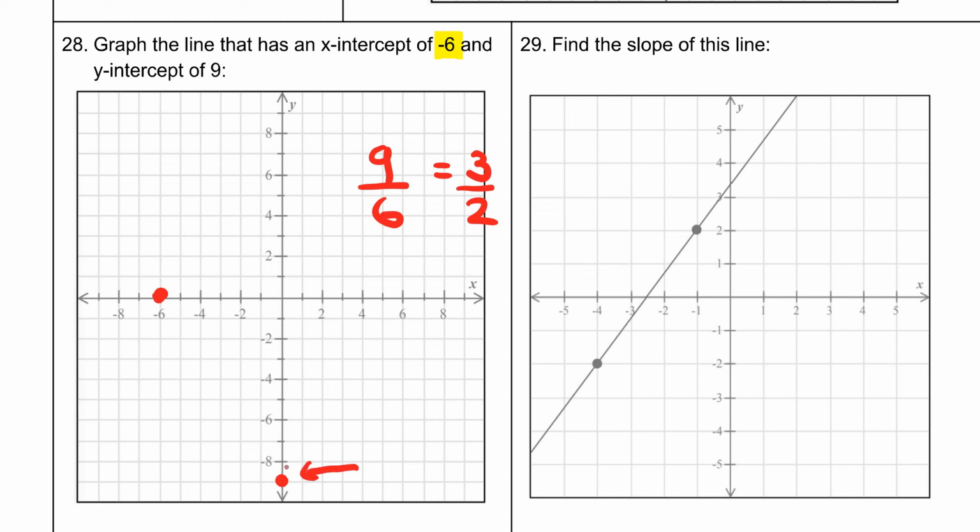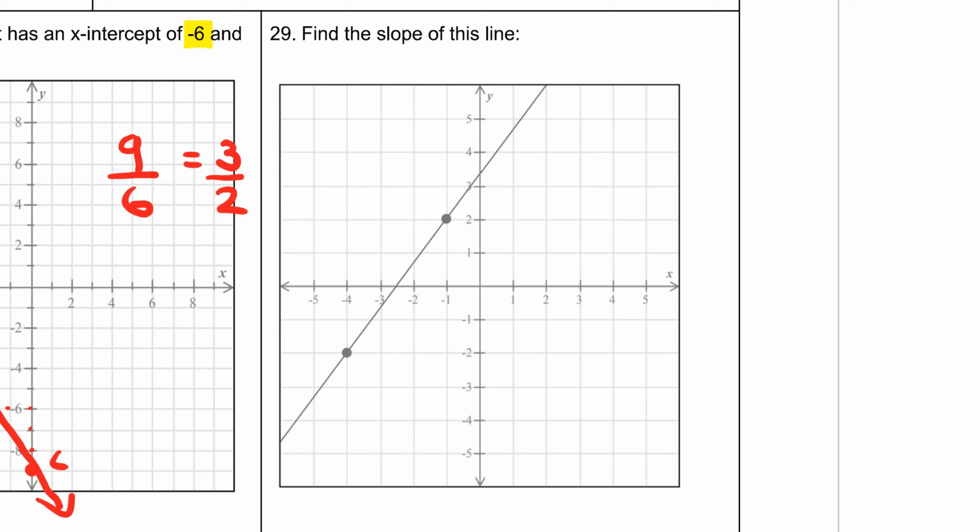That's important, because if I want to connect this line, I go from here. You can literally go up 3 and left 2, up 3 and over 2, up 3 and over 2, and keep going, and then you get yourself a nice linear line like that. It is a negative slope because if I put a person on the far left-hand side, the person's going down the hill there, right? So there is your graph for that.